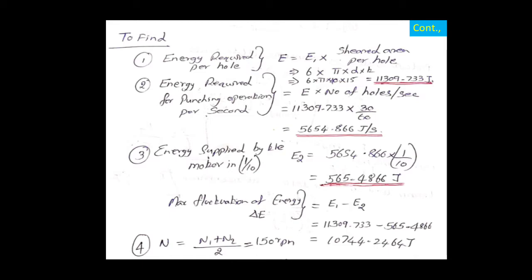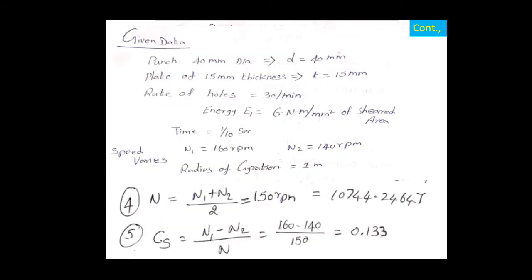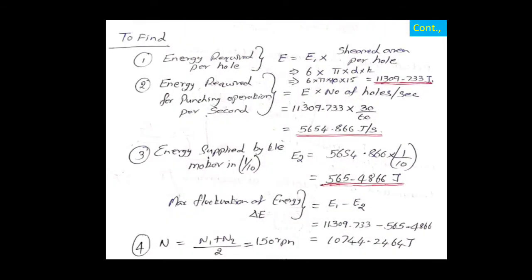So the maximum fluctuation of energy, del E, will be identified from the E1 value and the E2 value. E1 minus E2 gives the value of del E, the maximum fluctuation of energy. With respect to n, in this problem the speed varies from n1 to n2, so n is 160 plus 140 divided by 2, which gives 150.